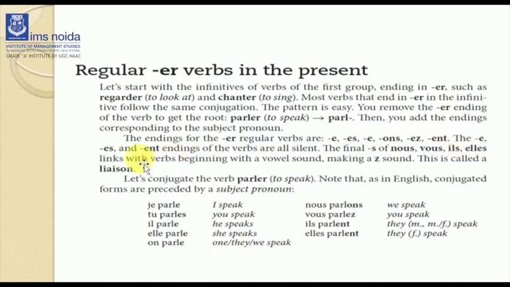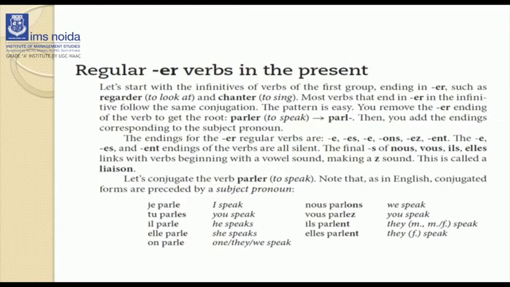The e, es, and ent endings of the verbs are all silent. The final s of nous, vous, ils, or elles links with verbs beginning with a vowel sound, making a z sound. This is called a liaison. This liaison rule I have already explained in my previous video, so if anybody is having any confusion, please follow that video link.